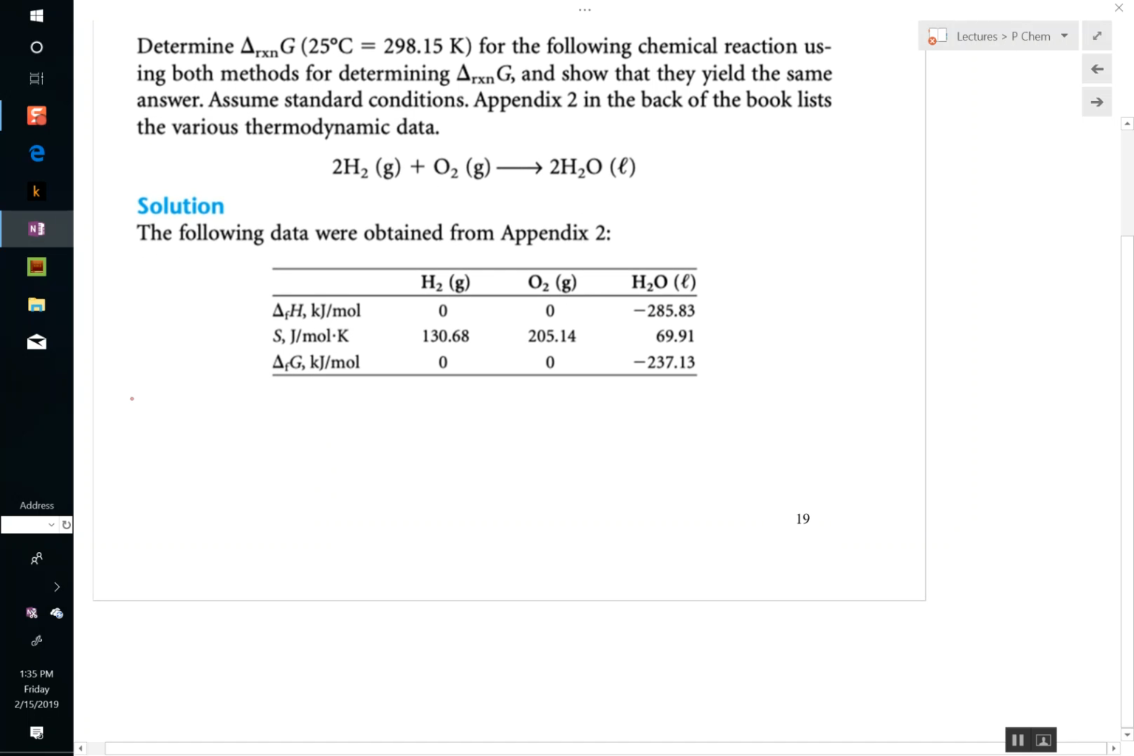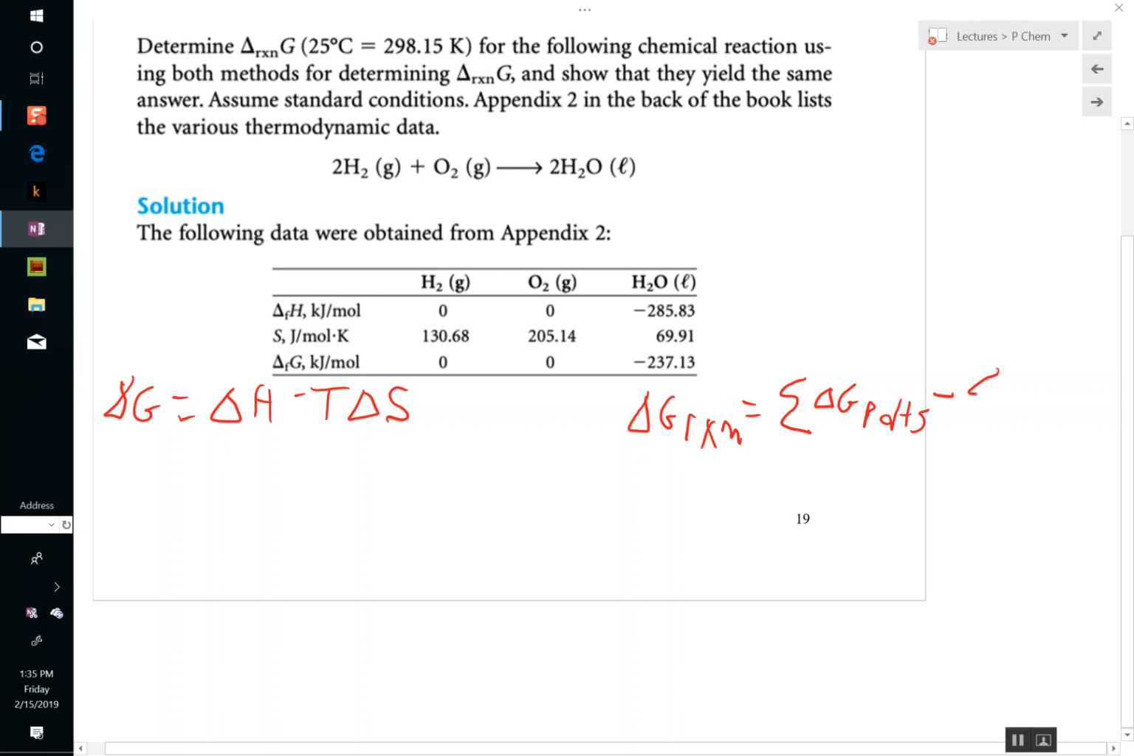One is going to be use the equation delta G equals delta H minus T delta S, and the other method is going to be delta G reaction equals the sum of the delta G's of the products minus the sum of the delta G of the reactants. Okay, so that's what's meant by the two methods.